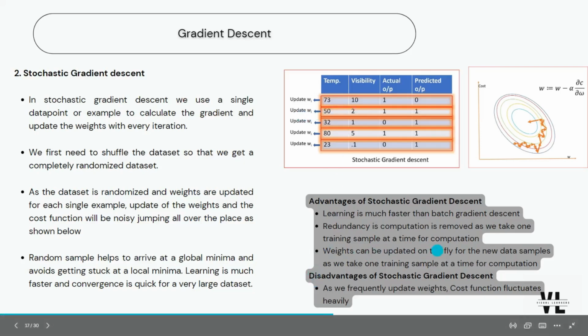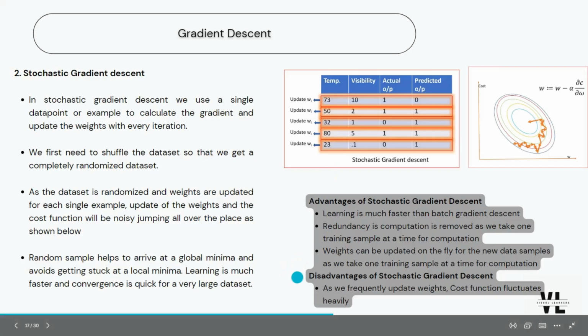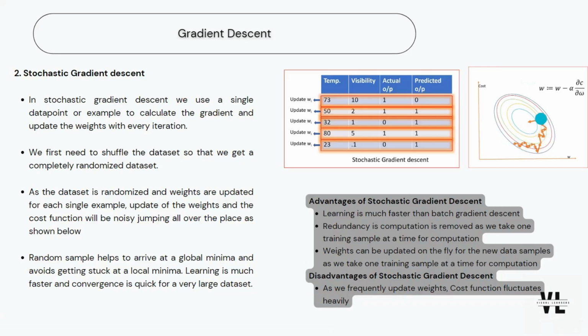Weights can be updated on the fly for the new data samples as we take one training sample at a time for computation. Since we're just using a single data point in each iteration, it's going to be very fast. The disadvantage of stochastic gradient descent is that as we frequently update the weights, the cost function fluctuates heavily. So here you can see that it's very noisy when trying to find the global minimum.